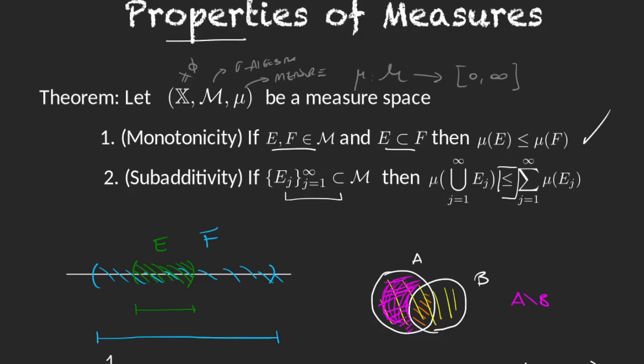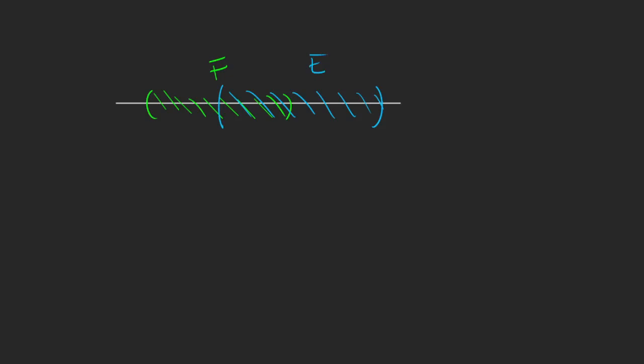And this actually, again, makes sense because we could be in a situation like this. Let's say that now we have this set here is F, and this other set is E. So the union of F and E has this measure.